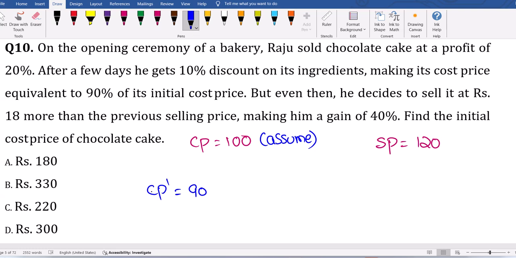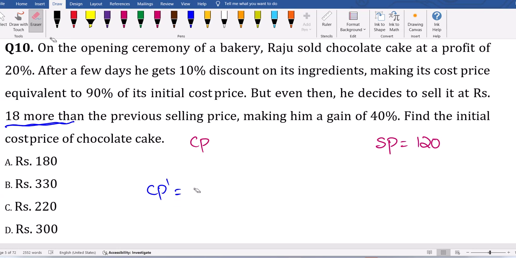But even though, he is selling for 18 more than the previous selling price, so that he got 40% gain. Gain initially 20, now 40. So they have given not percentage, but quantity. In these cases, assumption is not recommended. But what can you do now?